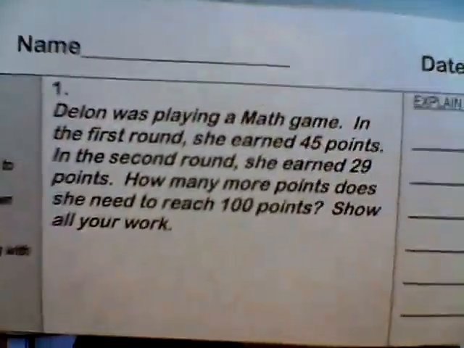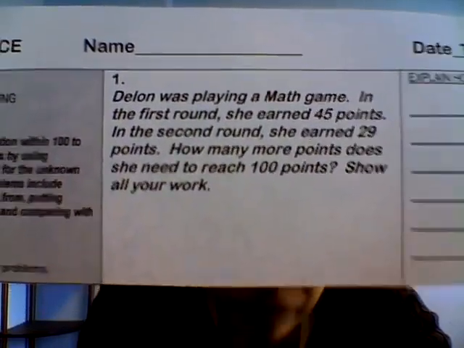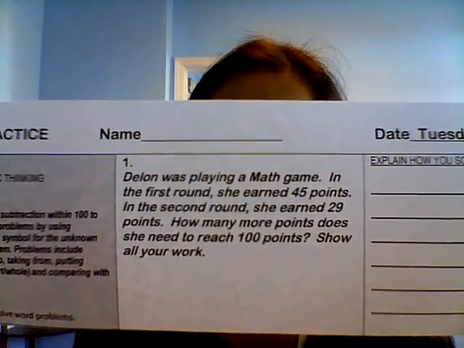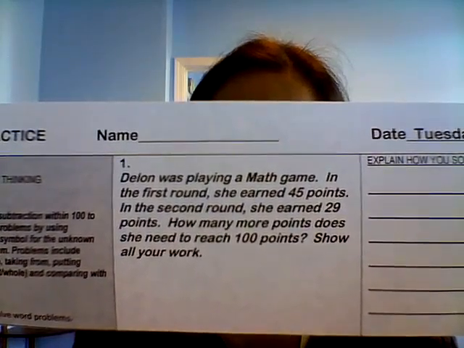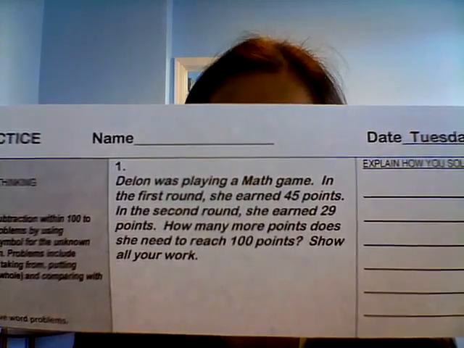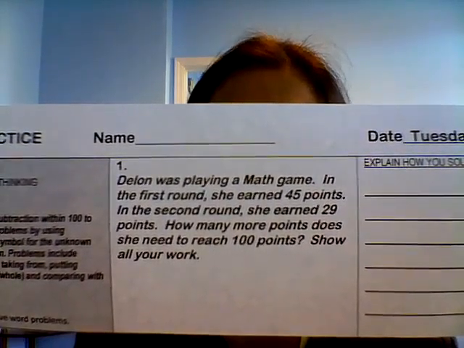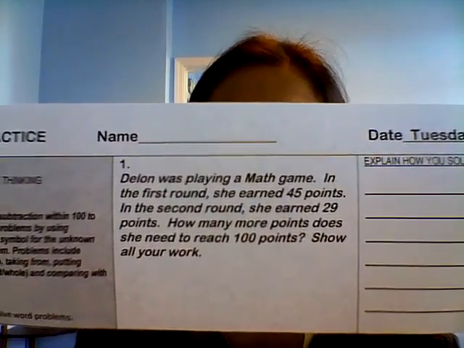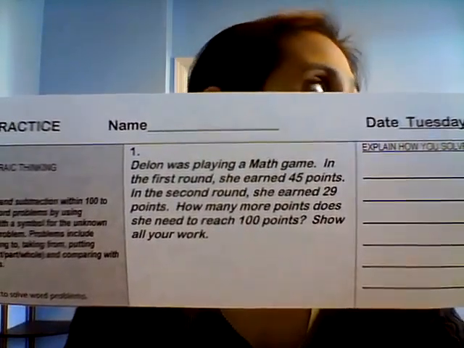So let's look at the question. It says, Delon was playing a math game. In the first round, she earned 45 points. In the second round, she earned 29 points. How many more points does she need to reach 100 points? Show all your work. Remember, we read it two times. Read it again.